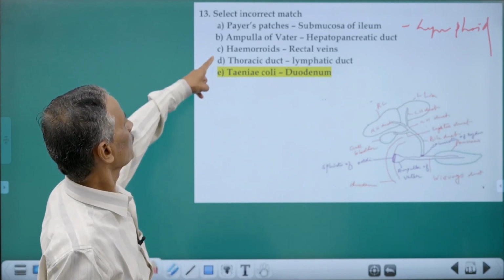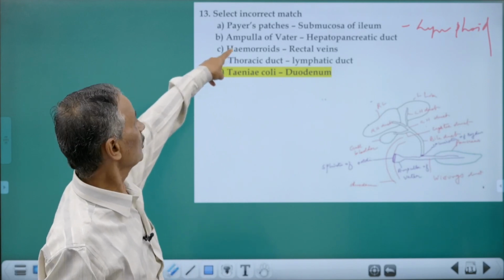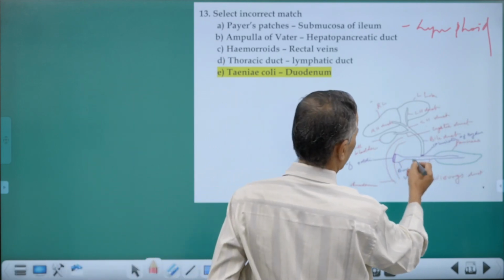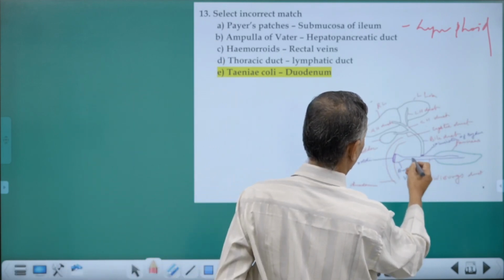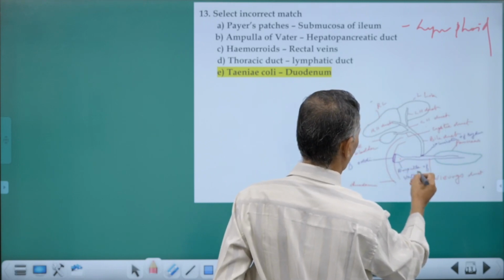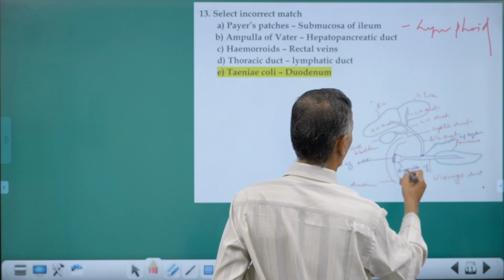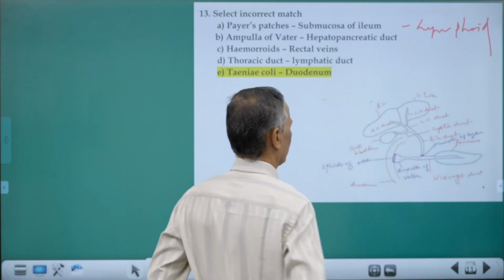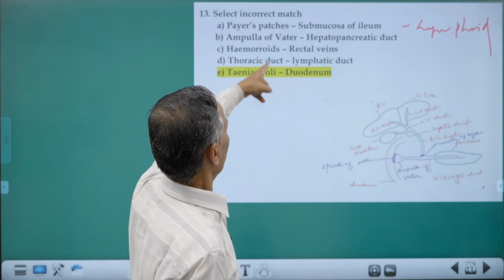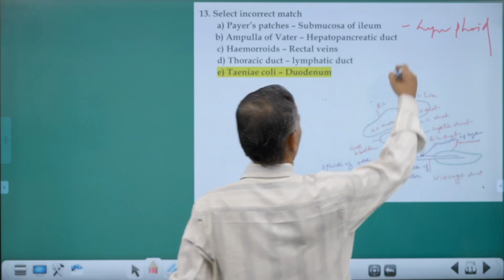MALT, a major part of mucosa associated lymphoid tissue. Okay, MALT. Ampulla of Vater. See, these terms are not in our NCERT books. What is the ampulla of Vater? The common hepatopancreatic duct expands to form an ampulla. That is called the ampulla of Vater and it opens into the duodenum, controlled by the sphincter of Oddi. So, ampulla of Vater, hepatopancreatic duct, correct.